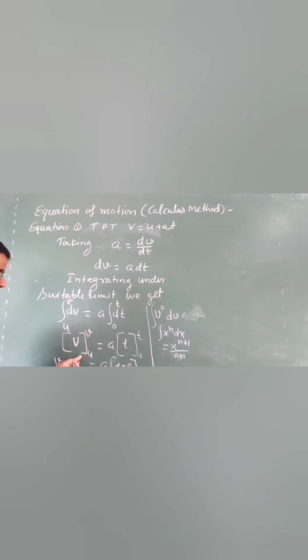Upper limit minus lower limit. So v minus u is equal to a, which is constant and taken outside, times t minus 0. So it will become v is equal to u plus at. So this first equation is now proved. This is how to prove the equation of motion.